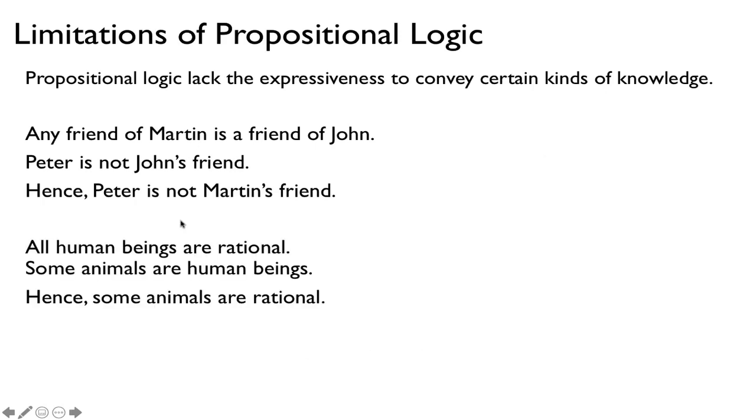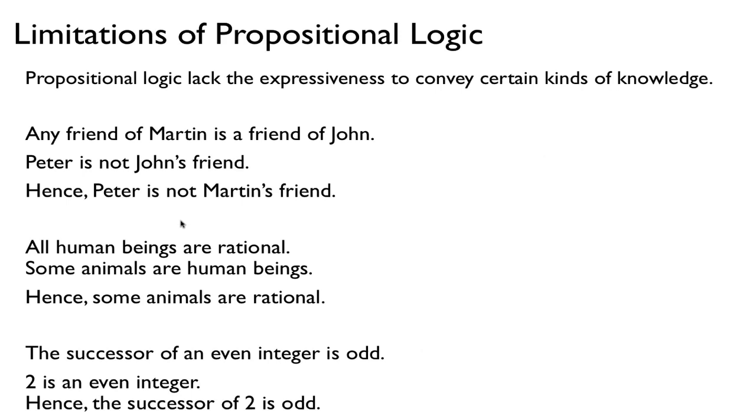Here's another example. All human beings are rational. Some animals are human beings, therefore some animals are rational. Here's another one. The successor of an even integer is odd. 2 is an even integer, therefore the successor of 2 is odd.